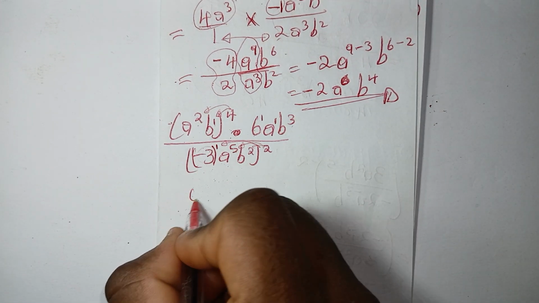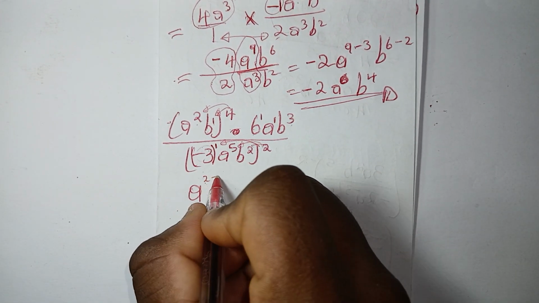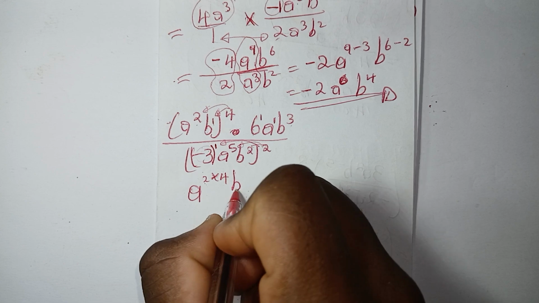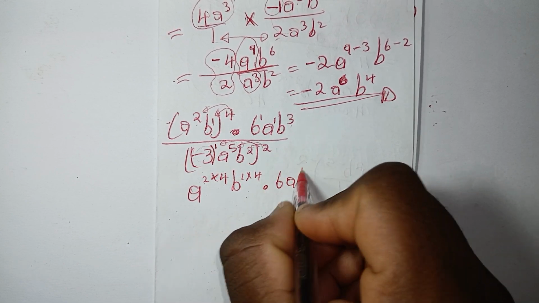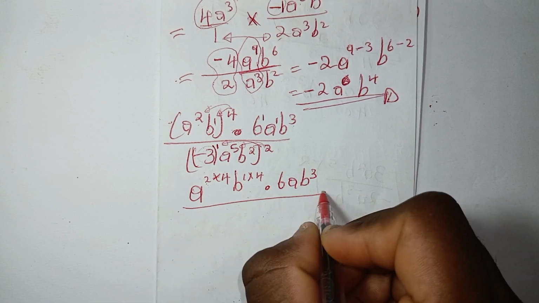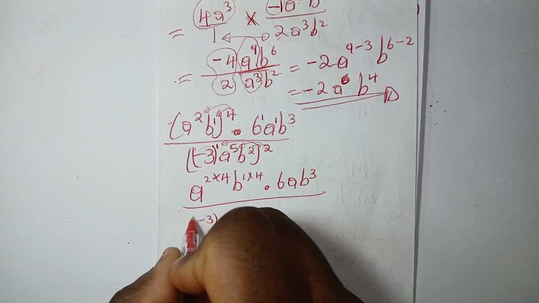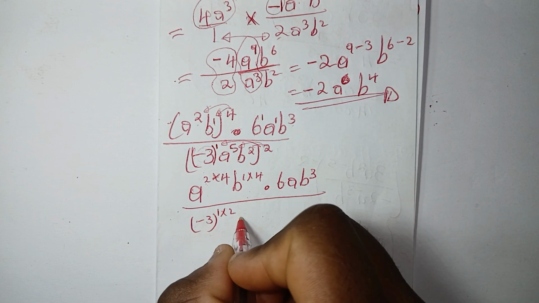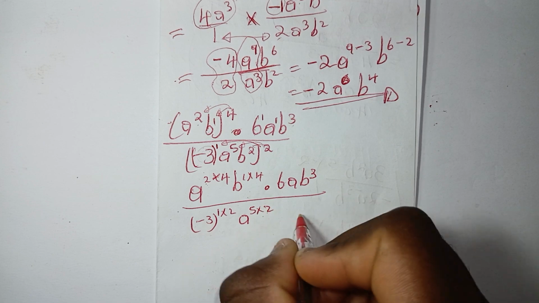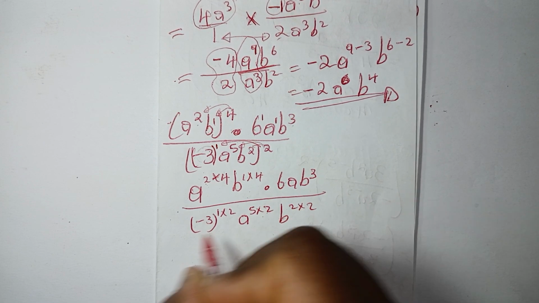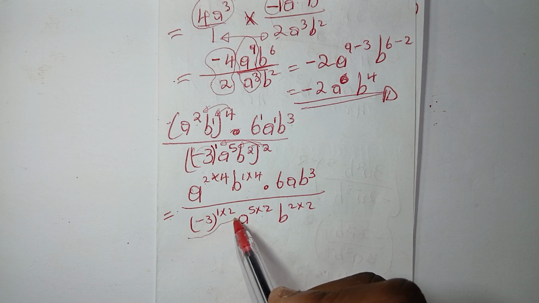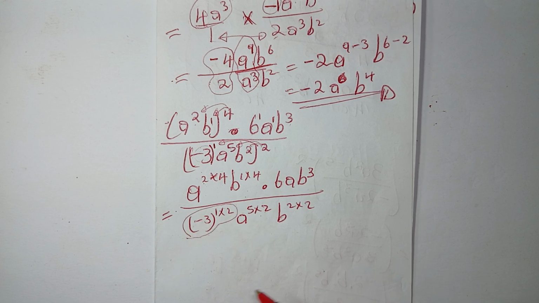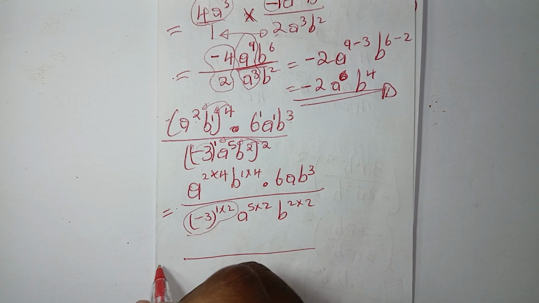Meaning this thing I can write like 2 multiplied by 4, b 1 multiplied by 4. This here is 6a, b, and 3. This is minus 3, and 1 multiplied by 2, and a 5 multiplied by 2, and b 2 multiplied by 2. Do you see, guys? And guys, don't even try to complicate your life. Press this on the calculator.